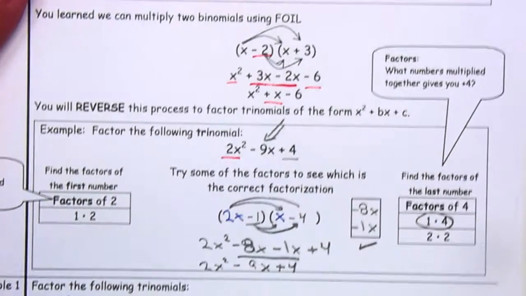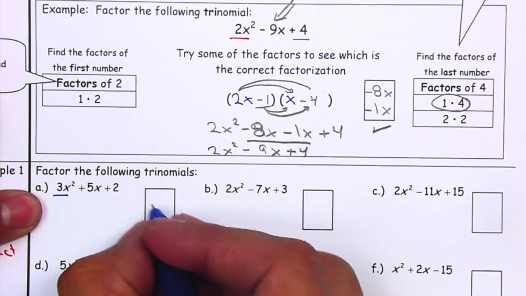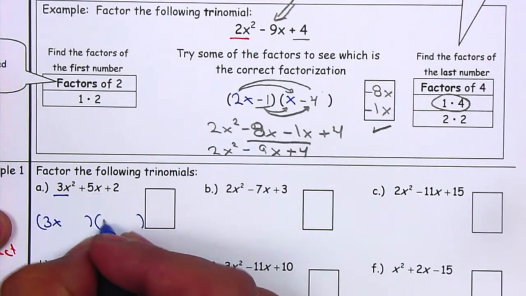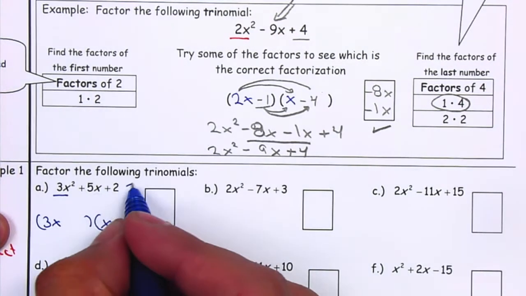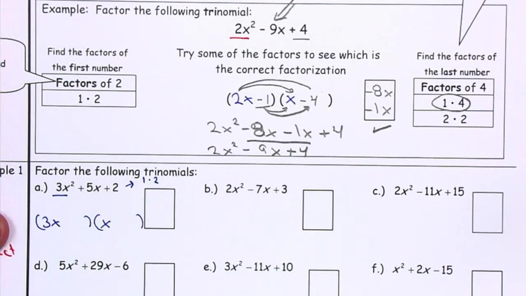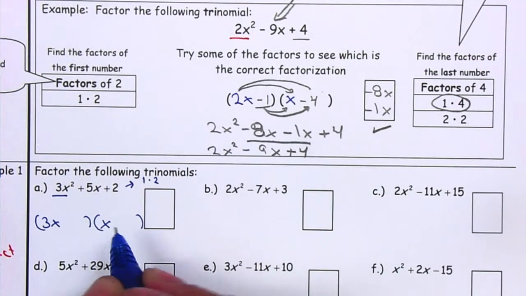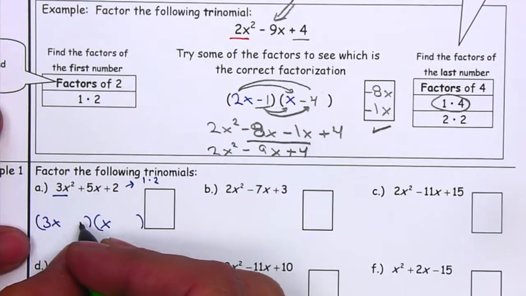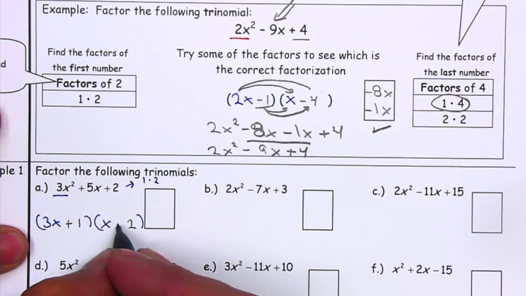Let's try example number 1. First, the factors of 3x squared are 3x times x. I need to be able to find the factors of 2. There's only 1: 1 times 2. Everything's positive in here, so they both have to be positive. I'll try 1 times 2, which will give us a 2. They both have to be positive.